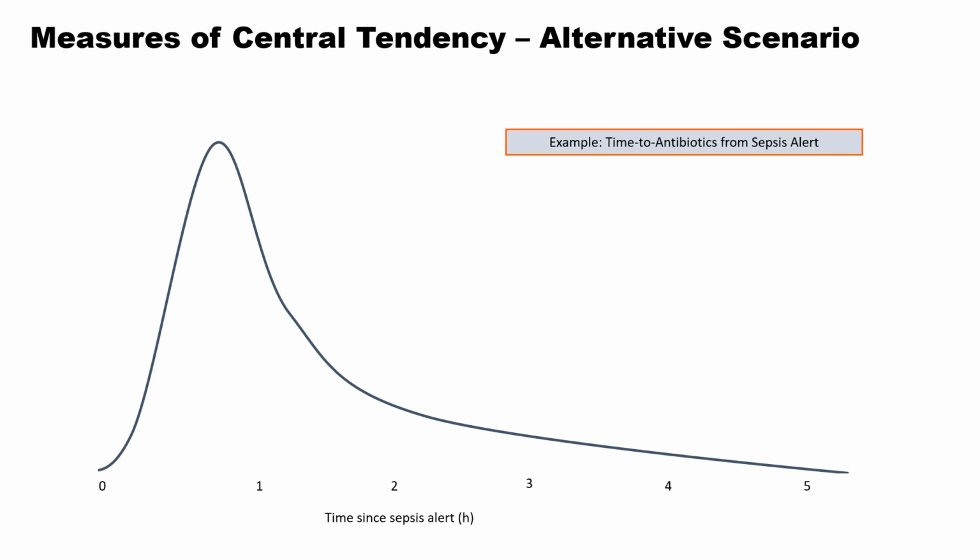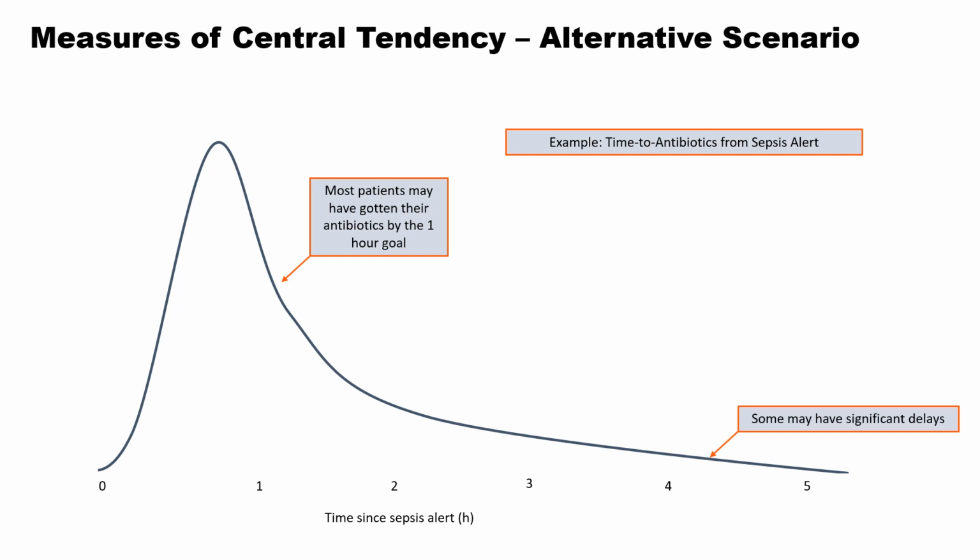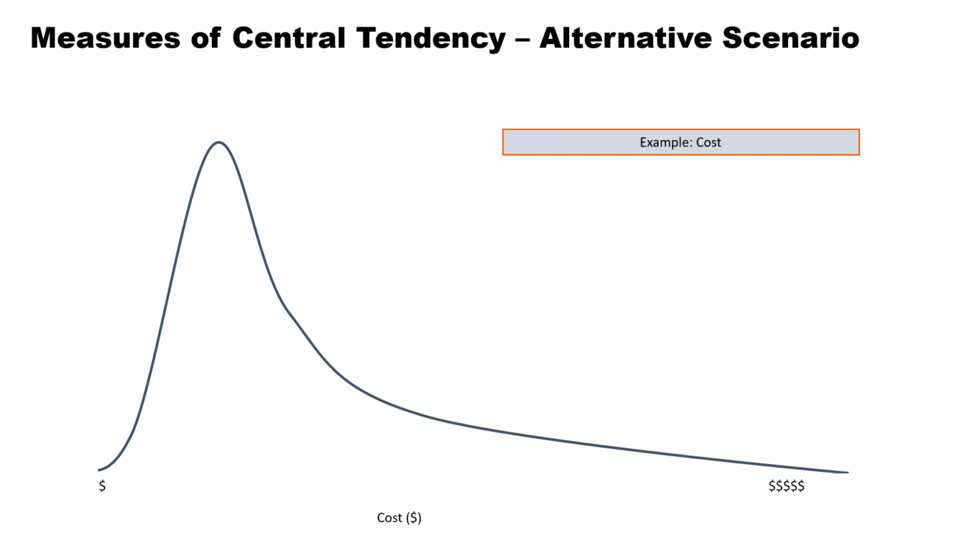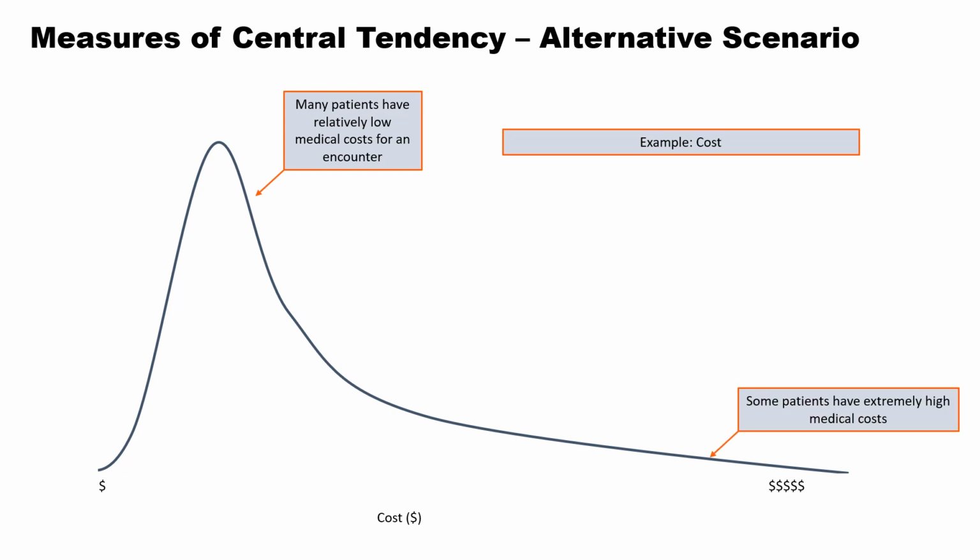A couple examples of this type of distribution, these are actually fairly common in healthcare settings, but one would be consider time to antibiotics from sepsis alert. So we have the sepsis alert process, and most patients probably have gotten their antibiotics by our 1 hour clinical goal. However, there are going to be some patients that have significant delays in time to antibiotics. Additionally, cost in healthcare can sometimes have a rightward skew in that many patients have relatively low medical costs for an encounter, but there's a group of patients that have extremely high medical costs, and so they're far to the right of the body of the distribution.